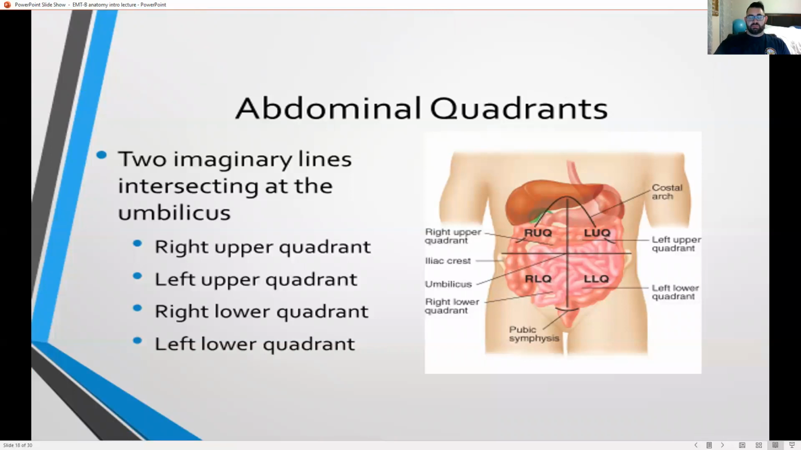All right, so the abdominal quadrant is divided into 4 sections, 2 imaginary lines intersecting at the umbilicus. The umbilicus is belly button.